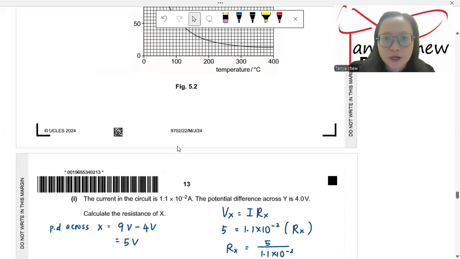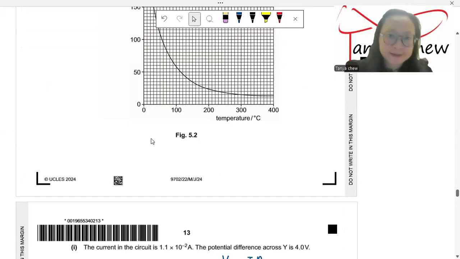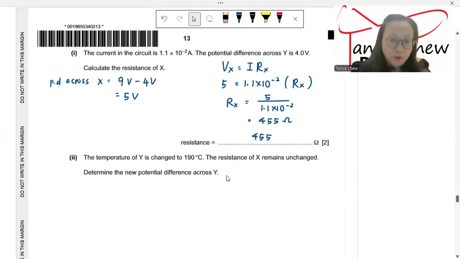Because the temperature is changed to 190, which is somewhere here. This is 190. So you have to look at the resistance of Y, because Y is the thermistor, so its resistance depends on the temperature. So 5, 10, 15, 20, 25: 25 ohm is the answer that I got from the graph. That is, when Y is 190 degrees Celsius, its resistance will be equal to 25 ohm.